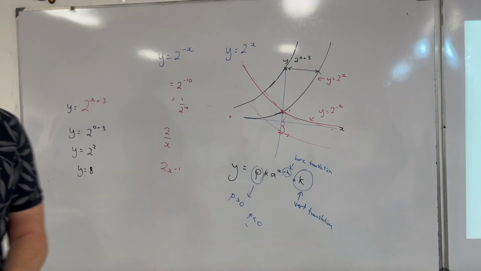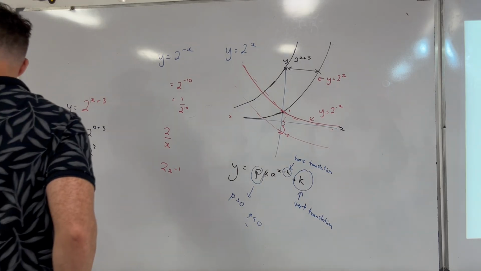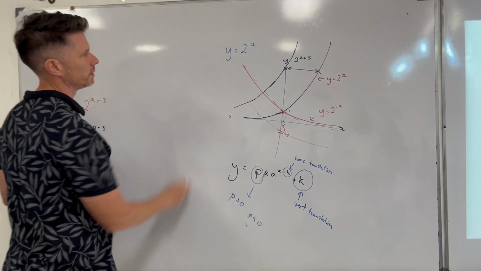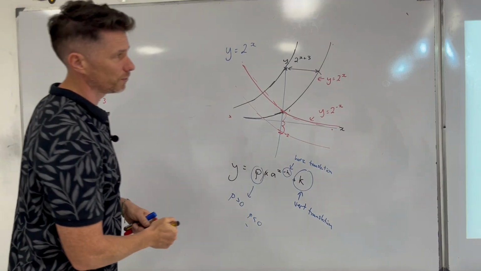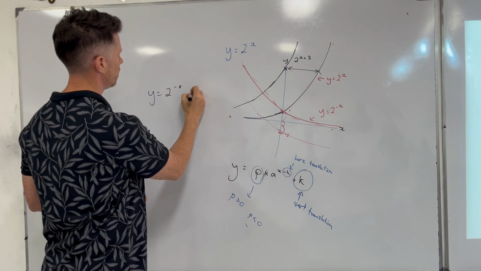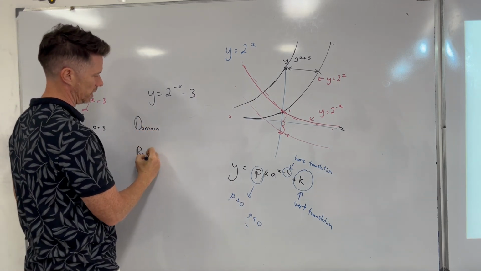Okay, let's look at, did I do that question? Oh yes, the final thing. What is the domain and range then? There's a lot going on the board here. Let's just tidy it up. So we have this new function, y is equal to 2 to the negative x minus 3. And I want to know the domain and the range.